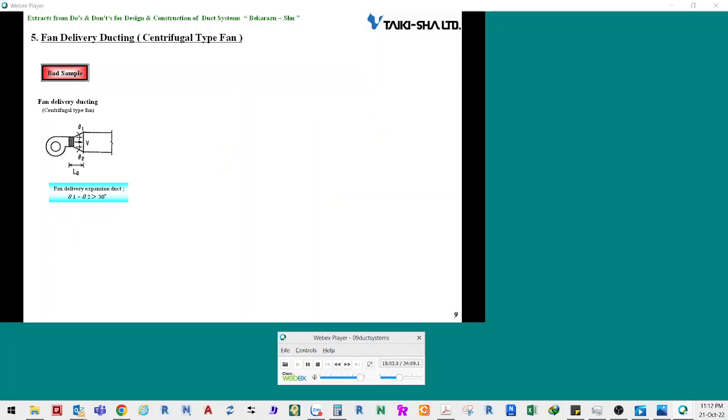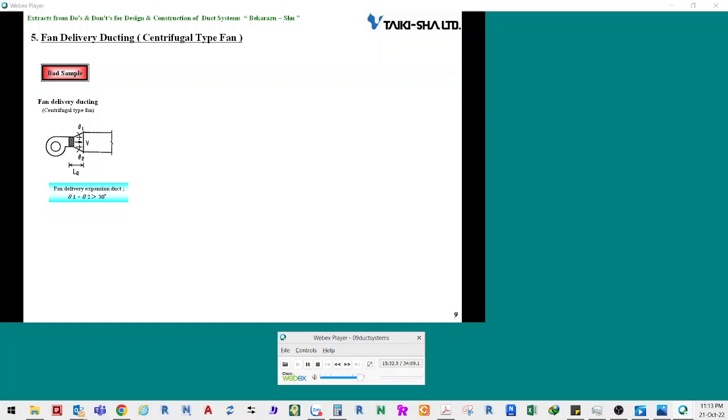Now I will explain about outlet ducts for centrifugal fans. An example is shown in the diagram on the left side. In this case, an extended duct is installed at a fan outlet. The cross-section area of the duct is extended compared to that of the fan outlet. The extension angle of the duct, however, is over 30 degrees.